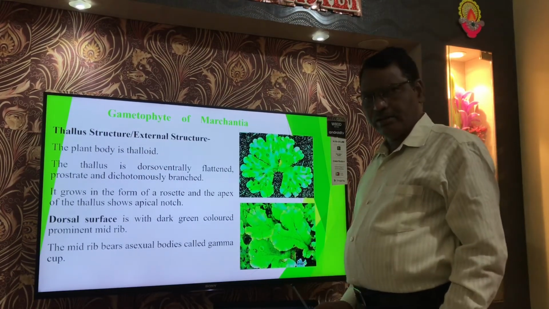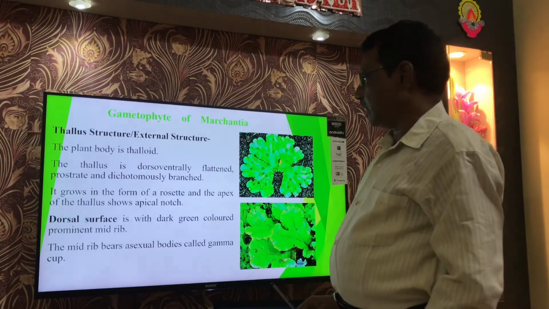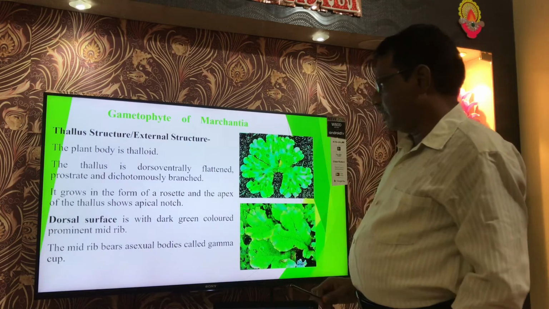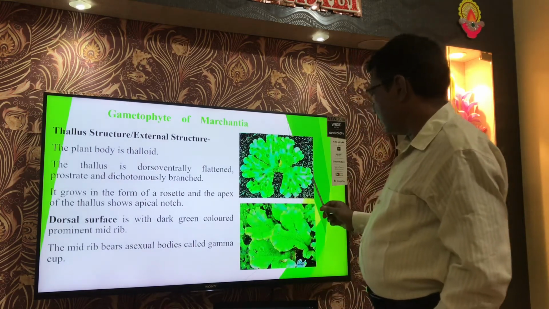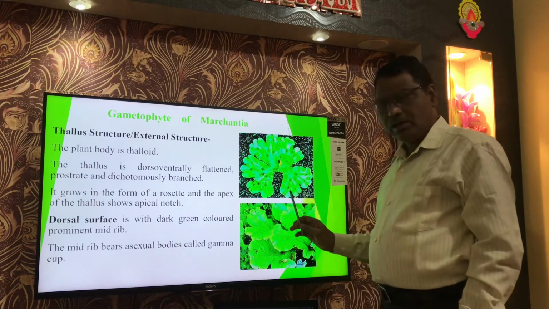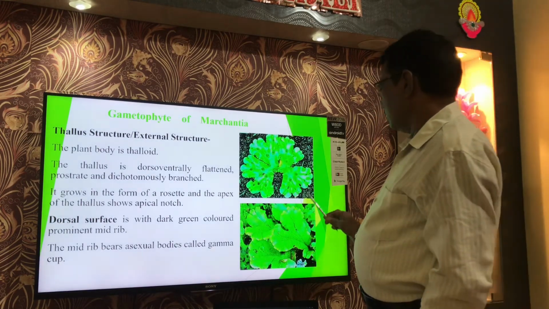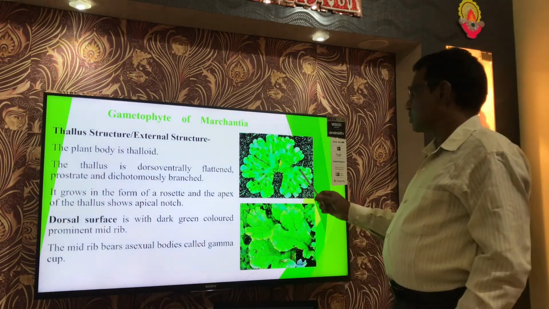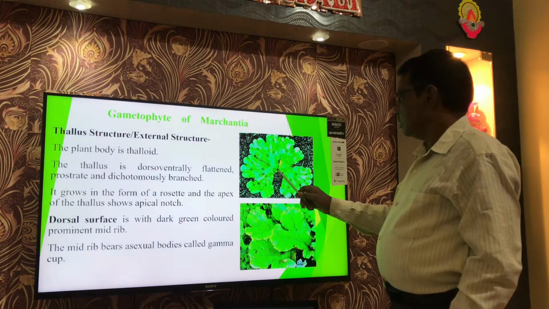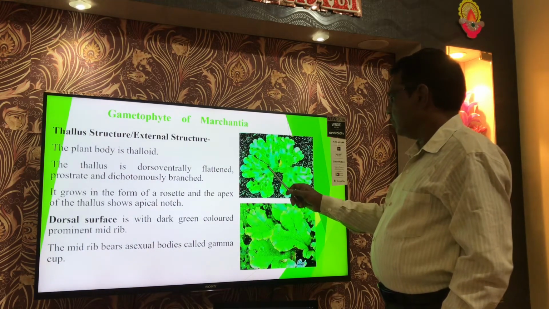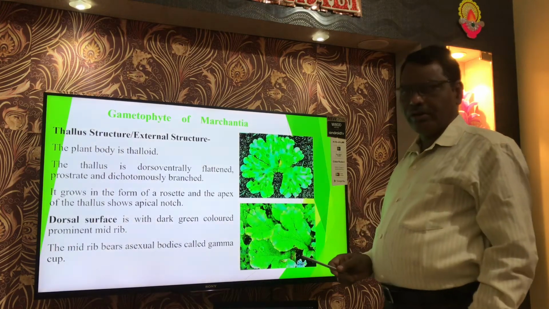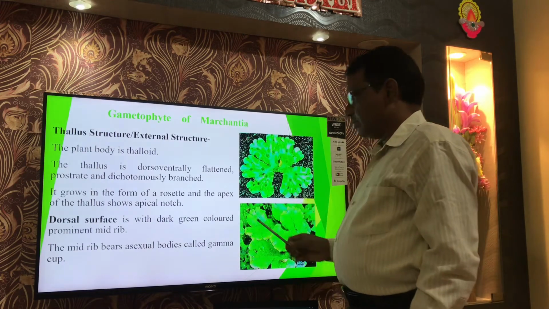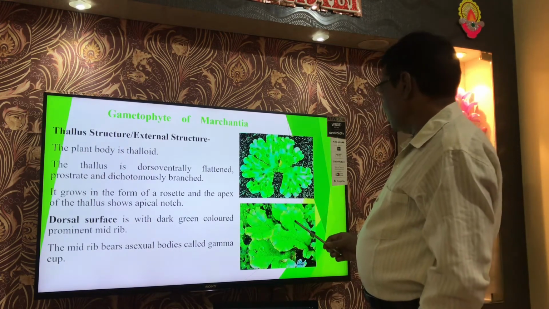The gametophytic plant body of Marchantia is thalloid, that is, it is undifferentiated into root, stem, and leaf, and this thallus is dorsiventrally flattened. If you observe this thallus, it is dorsiventrally flattened and prostrately growing with repeatedly dichotomous branching. This is the first dichotomy, then the dichotomy goes on as one goes towards the tip of this thallus. It grows in the form of a rosette.